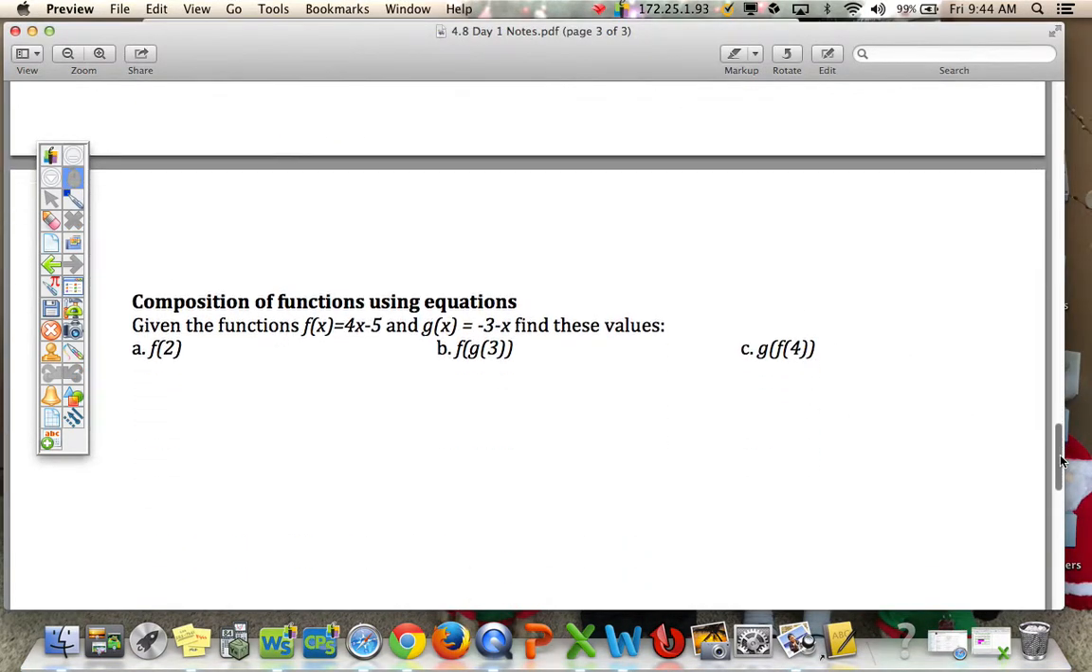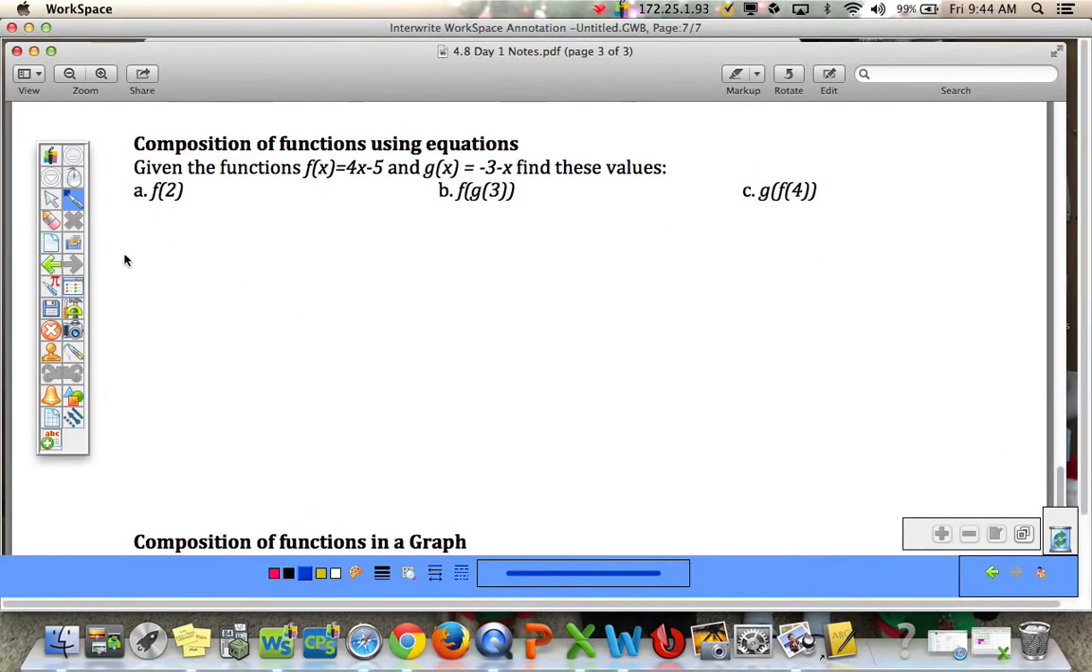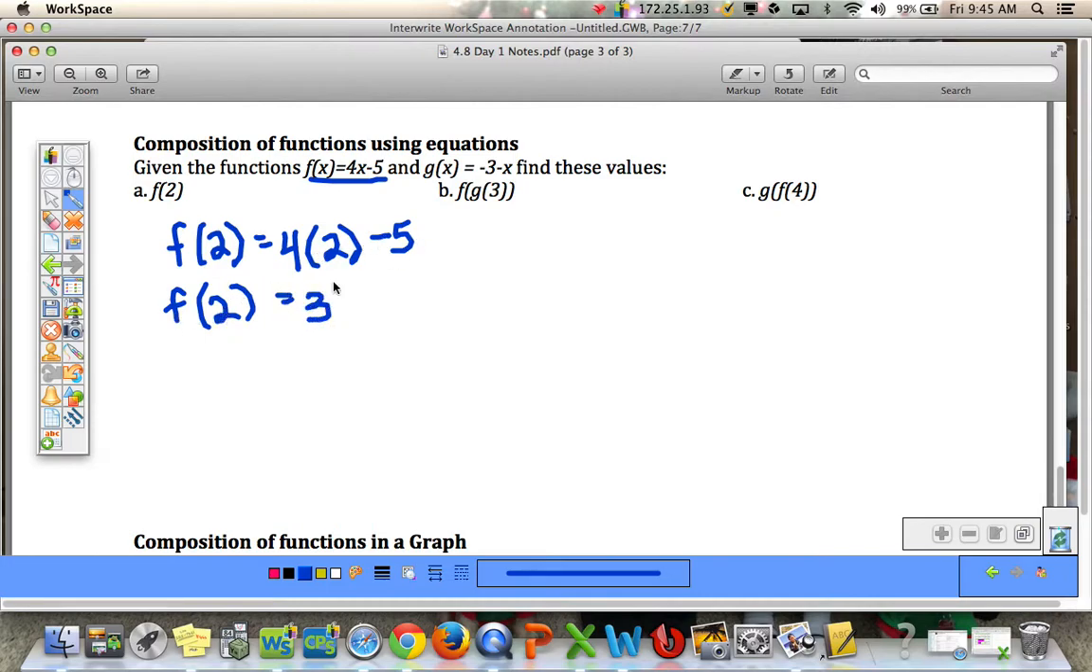Okay, let's look at compositions using equations. F of 2, okay, so that's review. F of 2 just means for every x, plug in a 2 in the f function. Okay, let's try this again. F of 2 means in the f function, plug in a 2 for the x. 4 times 2 minus 5. So we say f of 2, the answer when you plug in a 2, is 8 minus 5, which is 3. F of 2 is 3.